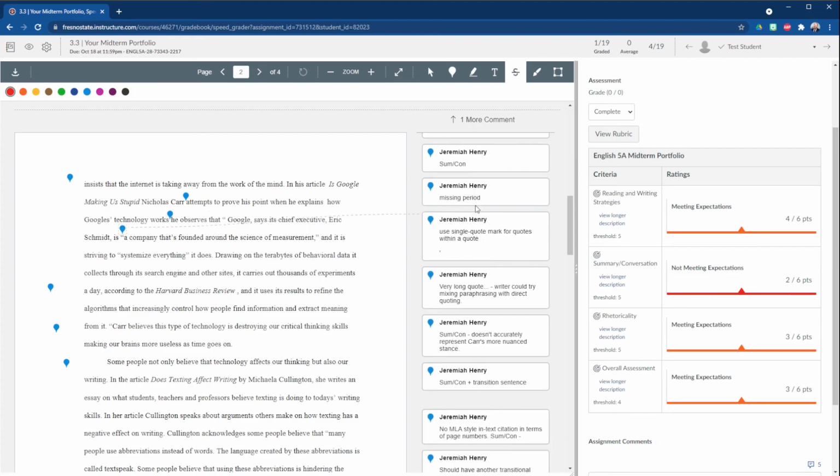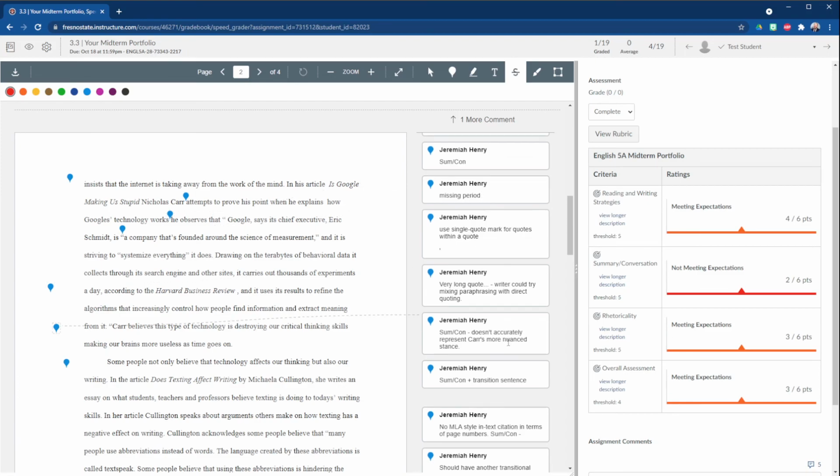And notice the comments here that I'm making. I'm more making observations about the writing. I'm not leaving feedback on how to make the writing better. Okay, because that's a different kind of feedback.